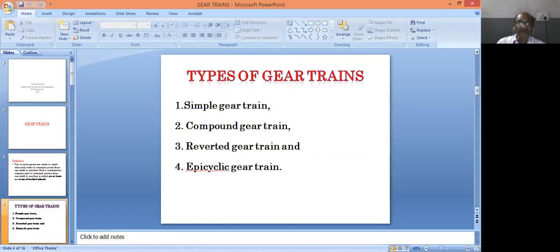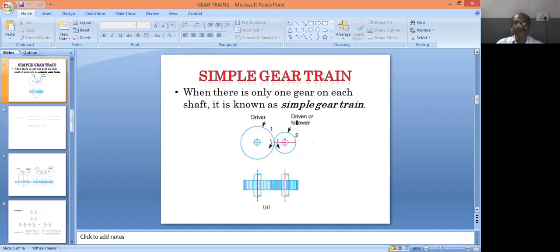Now there are basically four types of gear trains. One is a simple gear train, second a compound gear train, third a reverted gear train, and fourth an epicyclic gear train. Let us discuss them one by one. First, the simple gear train. Just look at the diagram. A shaft carries a gear wheel 1 and another shaft carries a gear wheel 2.